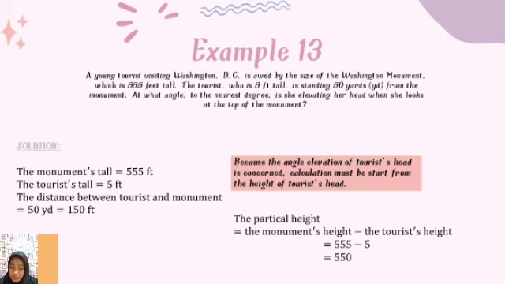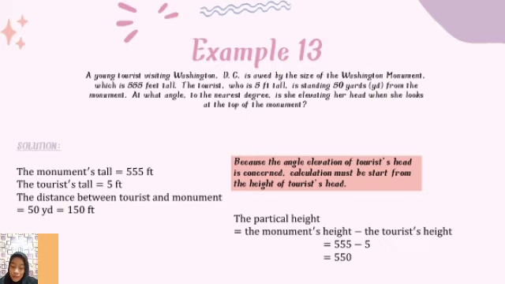The question: a young tourist visiting Washington D.C. is awed by the size of the Washington Monument, which is 555 feet tall. The tourist, who is 5 feet tall, is standing 50 yards from the monument. At what angle, to the nearest degree, is she elevating her head when she looks at the top of the monument?